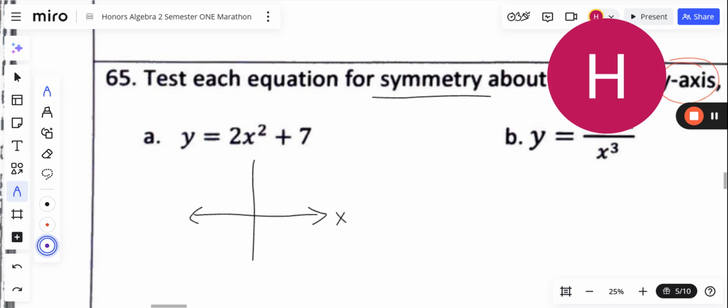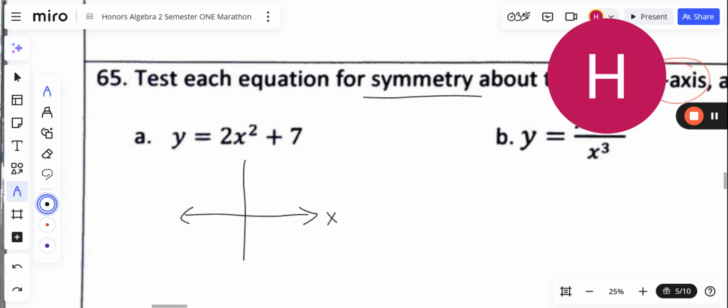How do we test for that? The way we test for that is we make the y values opposite. So see all these points? They have the opposite y values to these points on the bottom. We make the y value opposite and see if we get the same x value.